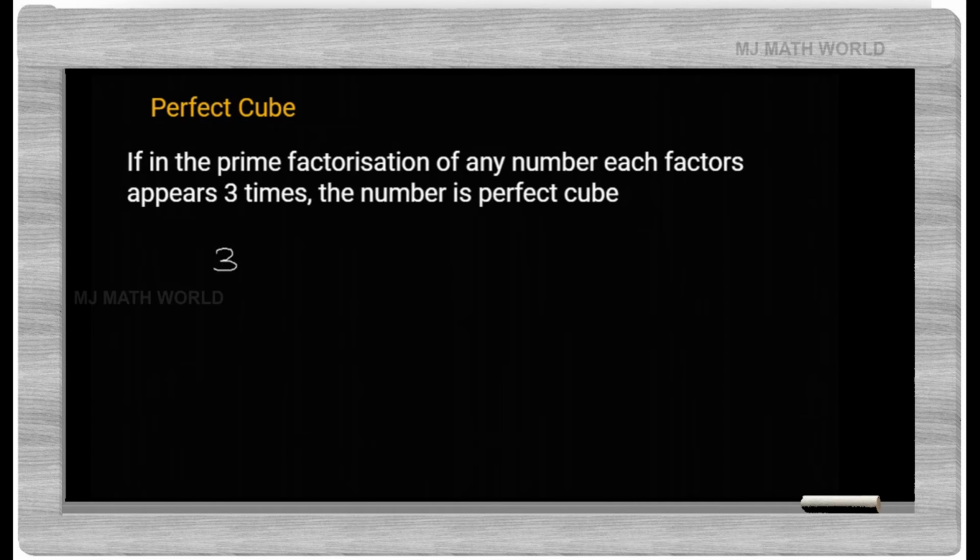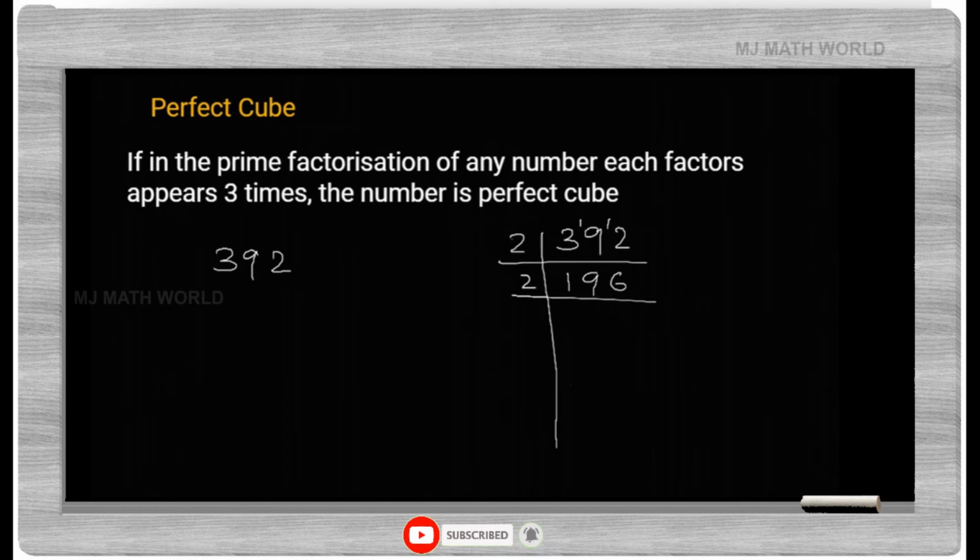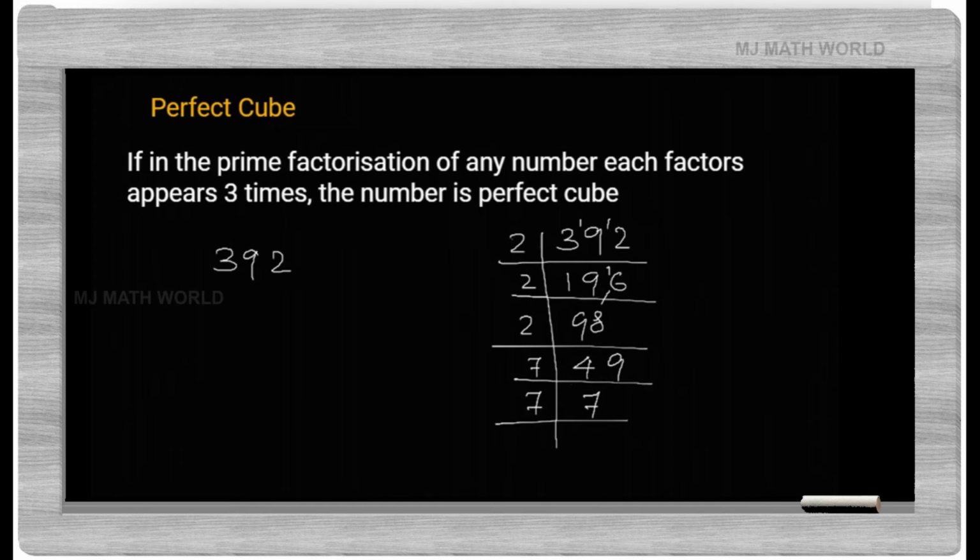Another example, 392. Let us check whether it's a perfect cube or not. First we will do prime factorization. 392 is divisible by 2, 196 is divisible by 2, 98 is divisible by 2, and 49 remains. 49 is divisible by 7, and 7 is divisible by 7. The factors are 2 into 2 into 2 into 7 into 7.